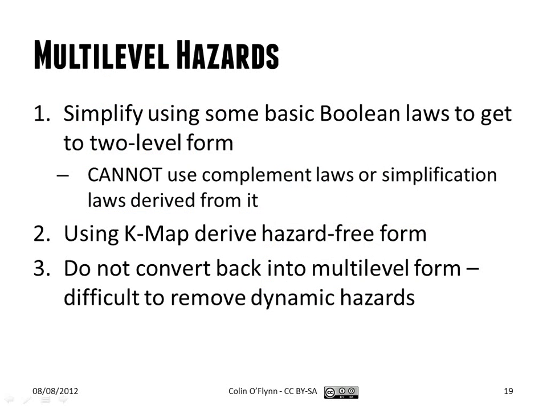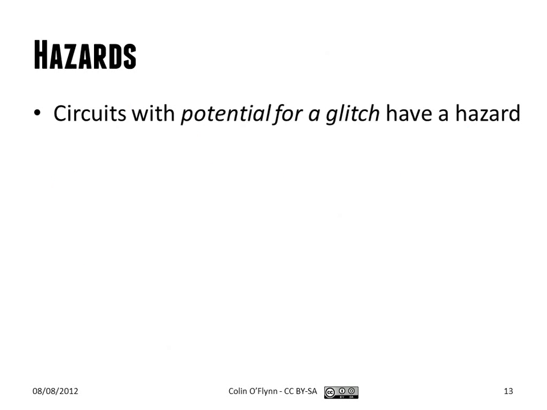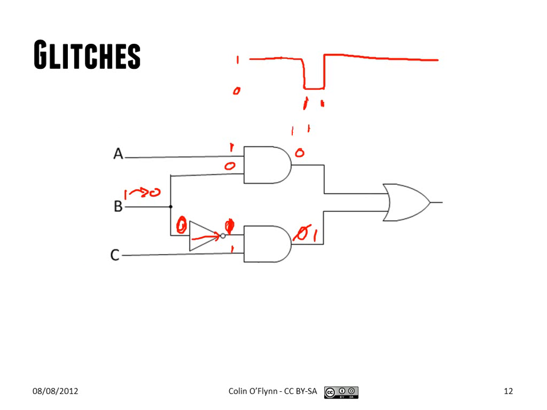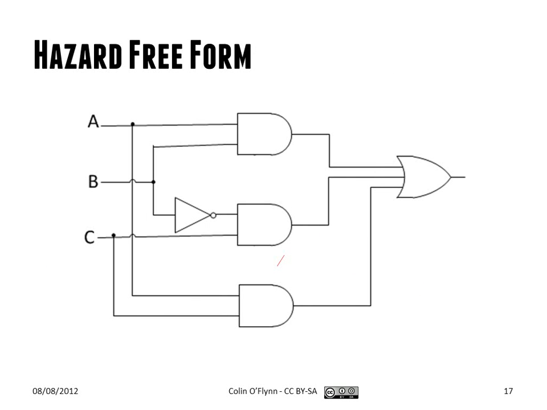If you have a multi-level circuit, all you do is get a two-level form of it, and then you use a K-map to derive the hazard-free form. When you're simplifying it, be careful not to use the complement laws. Basically, just use distributive laws typically. The complement laws are how we end up with hazards in the first place. What I had shown back here, for example, is how the inverters are actually adding some delay into the circuit, which purely by the laws doesn't matter.